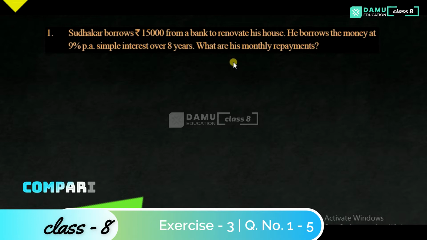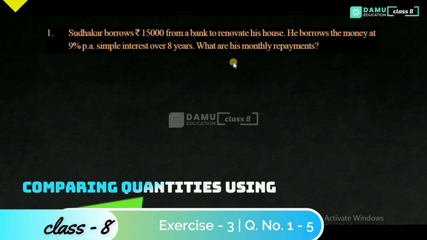So in this module, we are going to discuss that Sudhakar borrows 15,000 rupees from a bank to renovate his house. He borrows the money at 9% per annum, simple interest over 8 years. And what are his monthly repayments?